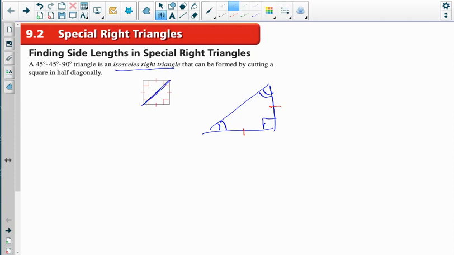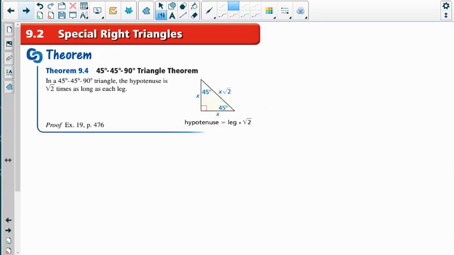So it is a right triangle that is also an isosceles right triangle. And instead of putting those congruent marks in, you can just simply write in the angle measure of 45 degrees. And this is a 45, 45, 90 triangle. Now, the special rule that accompanies this is that the hypotenuse of a 45, 45, 90 right triangle is square root of 2 times the length of the leg.